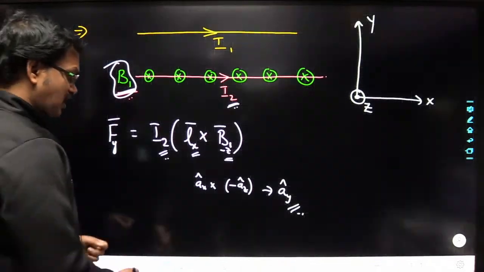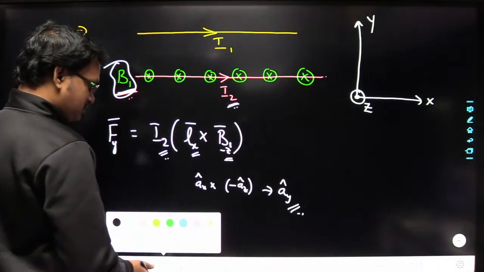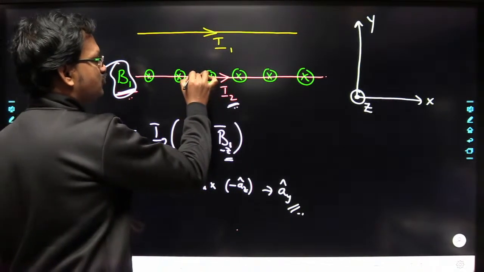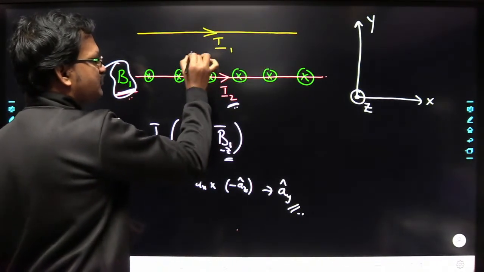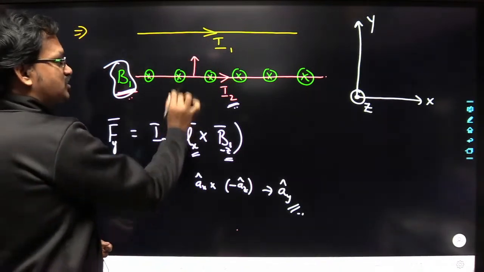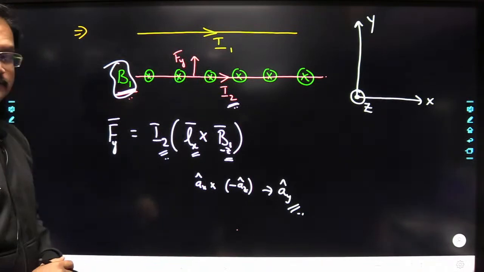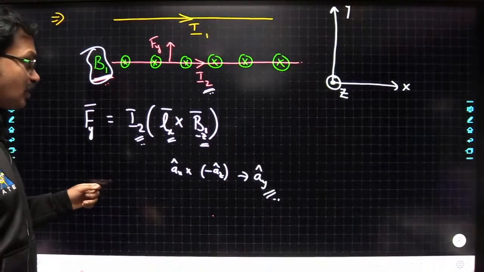That means this I2 current carrying wire is going to experience a force in which direction? In positive Y direction, that is upward, like this, right? Okay.